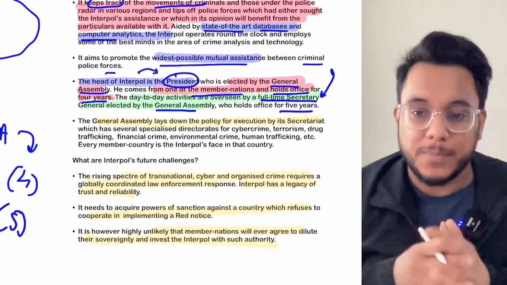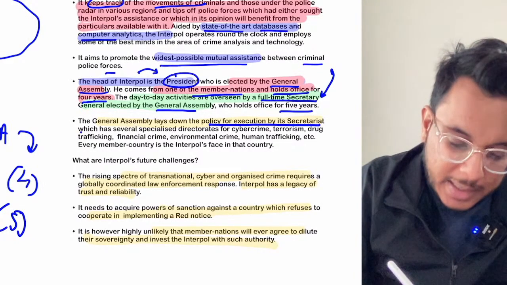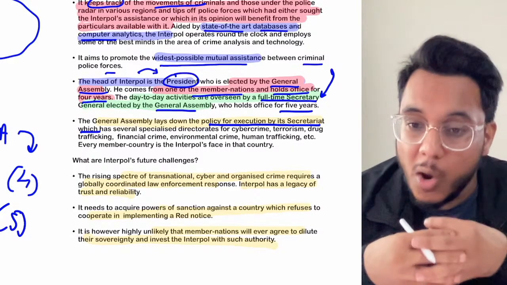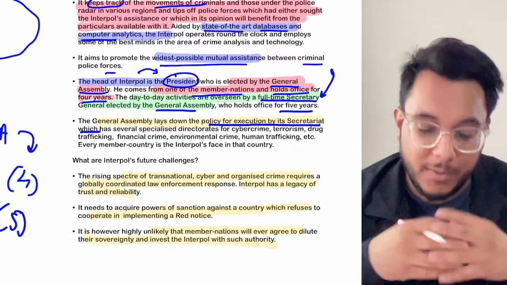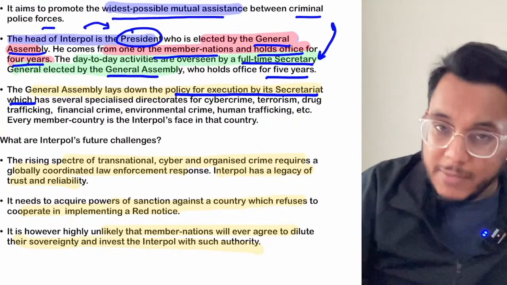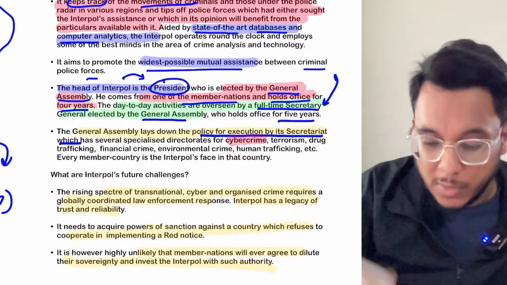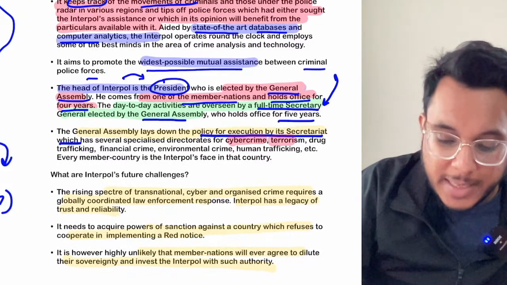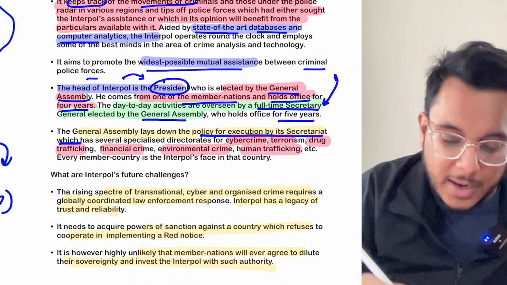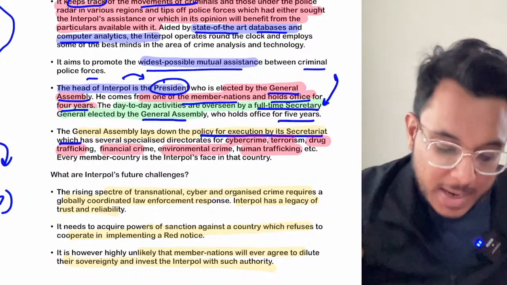At the same time, the General Assembly lays down the policy for execution by its secretariat. What should be the concerns on which Interpol should be focusing will be decided by it. Basically it will look at case directorates, for example the cyber crimes directorate for cybercrime, terrorism, drug trafficking, financial crime, environmental crime, human trafficking. All these are directives that can be given, and UNGA will give them.